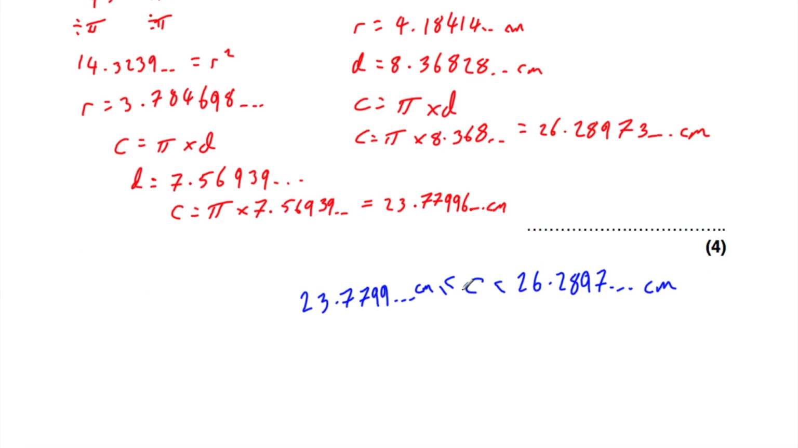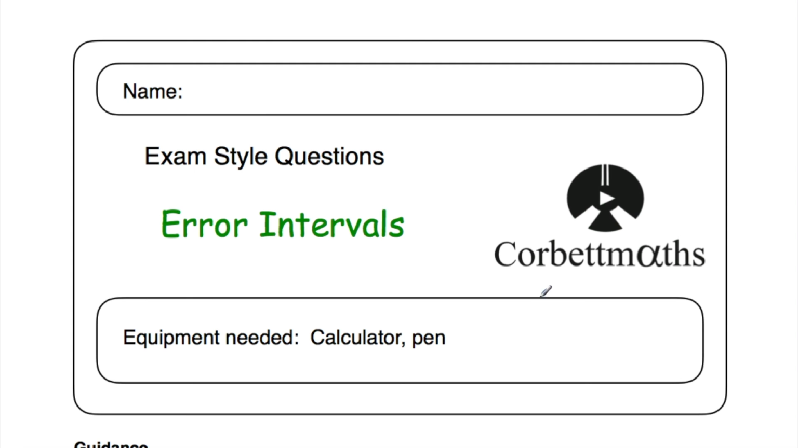So we find the circumference of the circle is bigger than or equal to 23.779 and so on centimeters, but less than 26.2897 and so on centimeters. And that's it. So these have been the video solutions to the error interval practice questions.